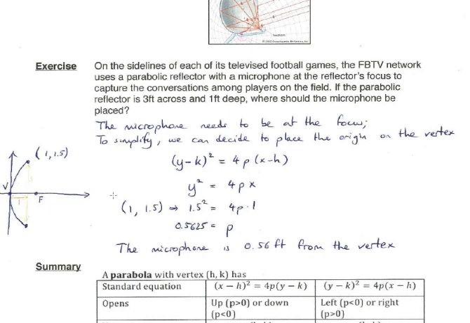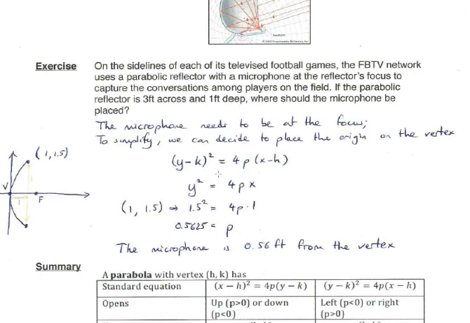So to simplify this exercise, we can decide to place the origin at the vertex. So we choose that the vertex is at 0, 0, and now given that the parabolic reflector is 3 feet across and 1 foot deep, this is 1 foot deep and it's 3 feet across. So this point up here is at coordinates 1, 1.5. The question is, where is the focus?